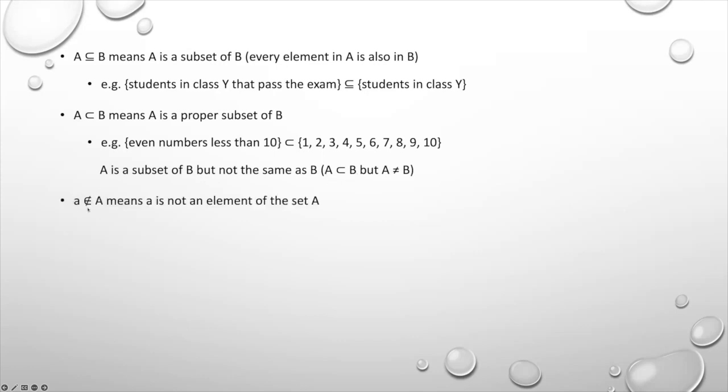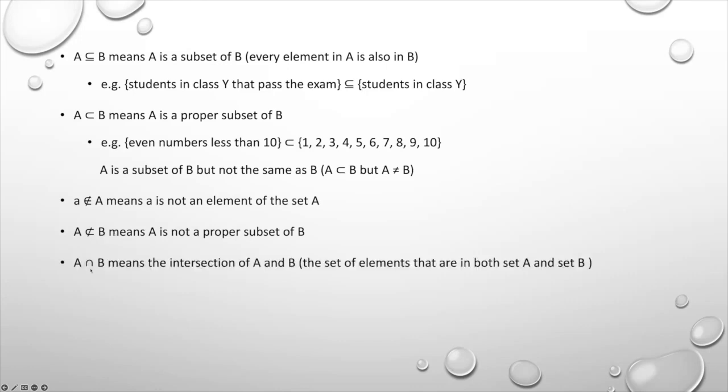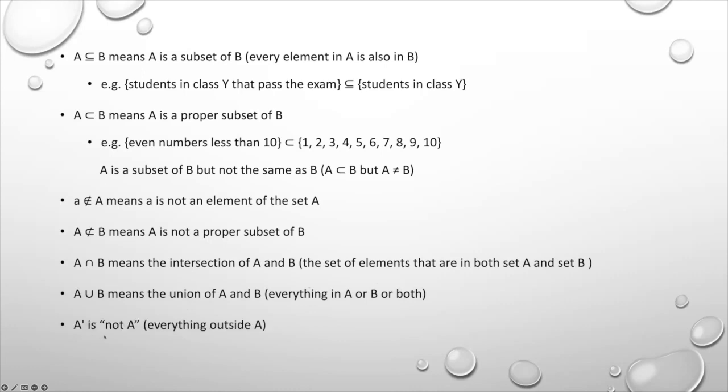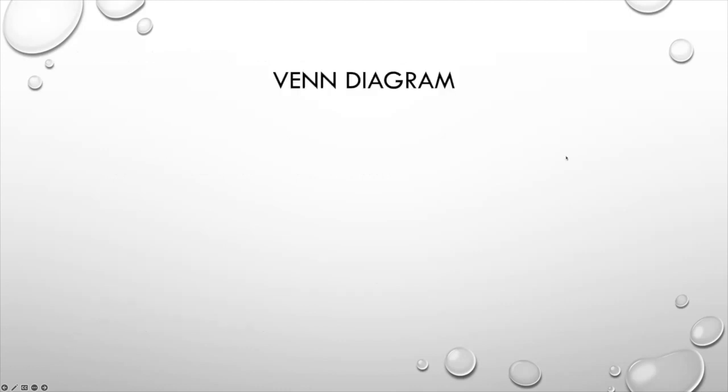This notation means not an element. So a is not an element of A. See this notation: A is not a proper subset of B. A intersection B means A and B, that means the elements in both set A and set B. A union B means everything in A or B or both. A dash means not A, everything outside A.